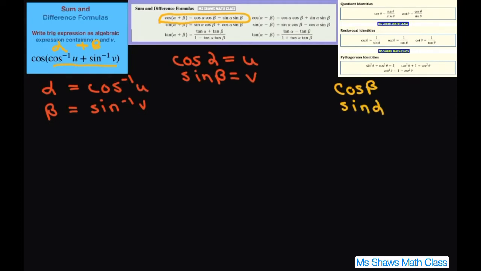To do that, we're just going to use our Pythagorean identities here. Sine squared plus cosine squared equals 1. And also recall that for our restrictions, inverse cosine is restricted from 0 to pi, and inverse sine is restricted to negative pi divided by 2 to pi divided by 2.